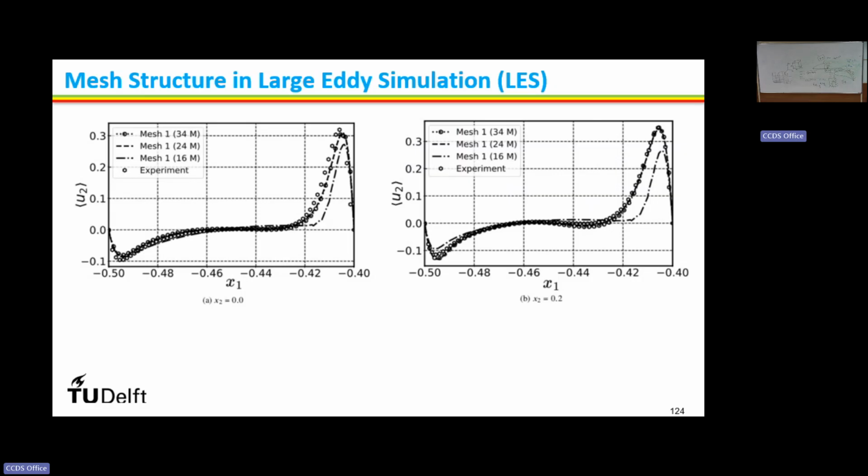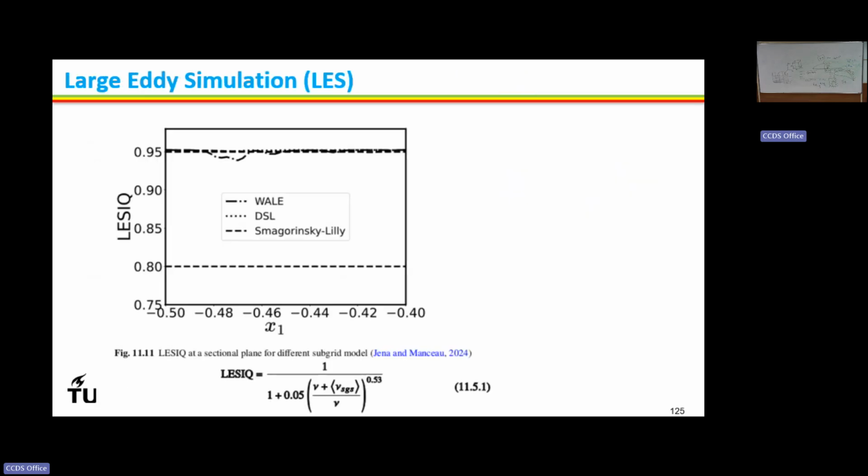So now let's move to the next. Then there is an indicator called LES IQ. This is the LES quality indicator, right? There is no grid independence test in LES. If you go on refining your grid size, you will finally reach DNS. There is no grid independence test like the one you do for RANS. If you go on splitting your grid, making it smaller and smaller, gradually you reach DNS.